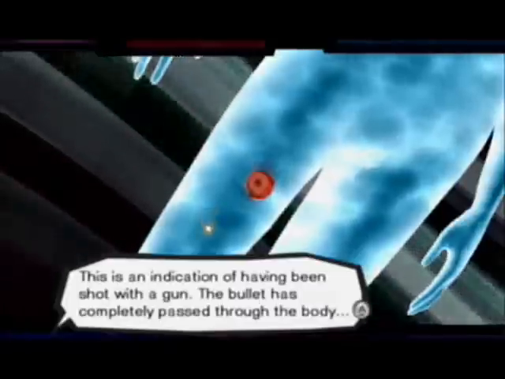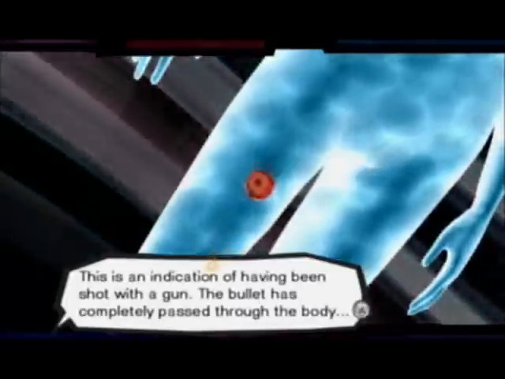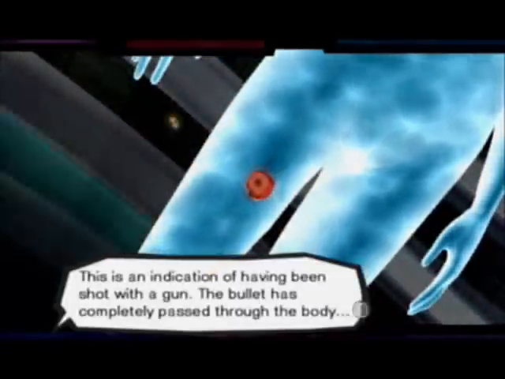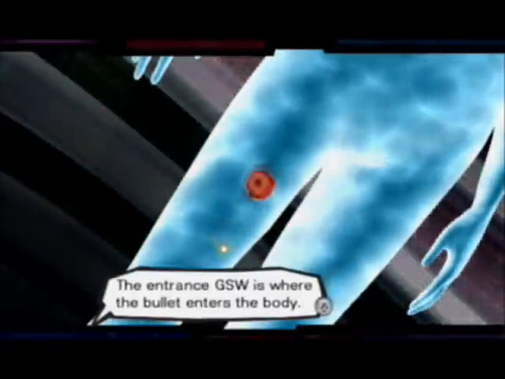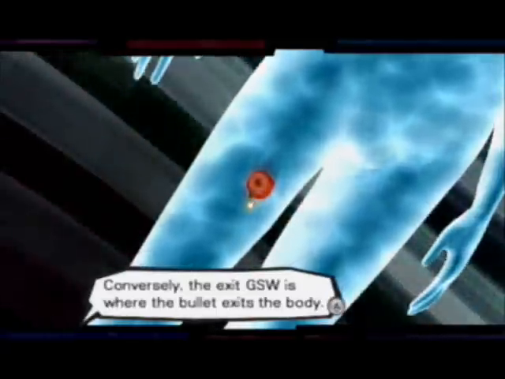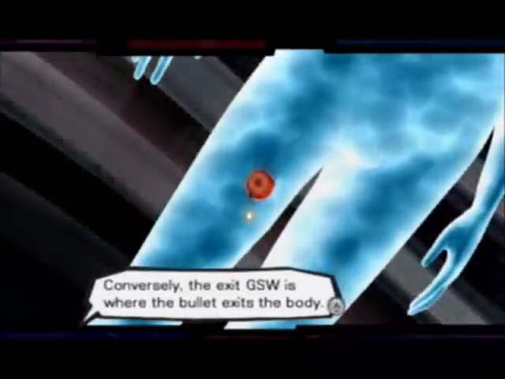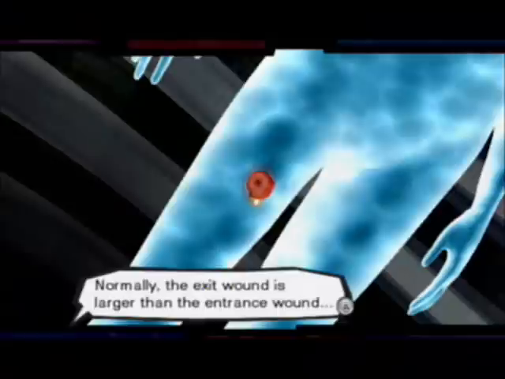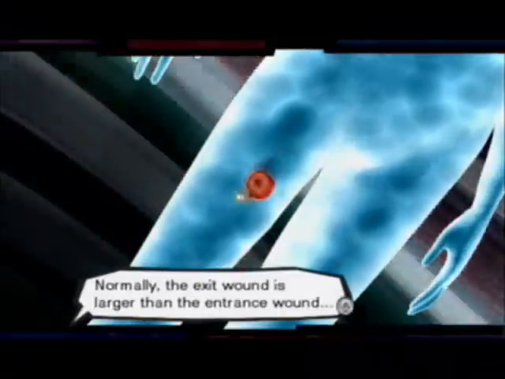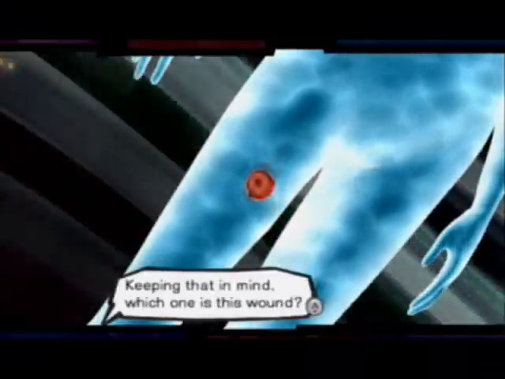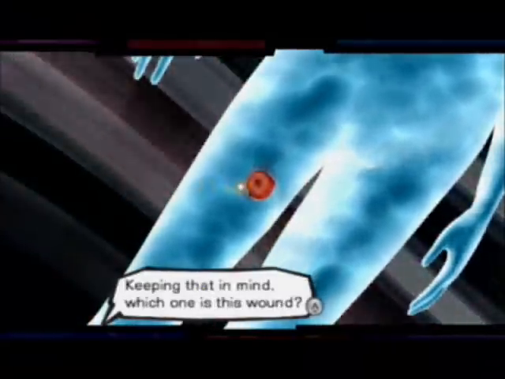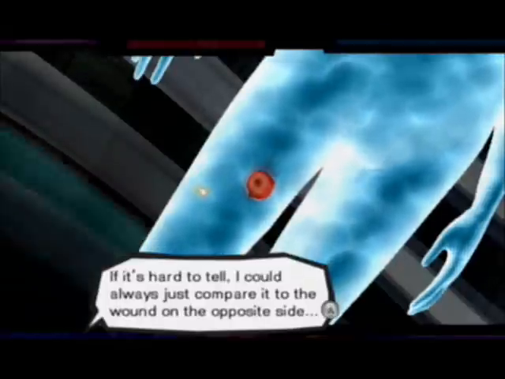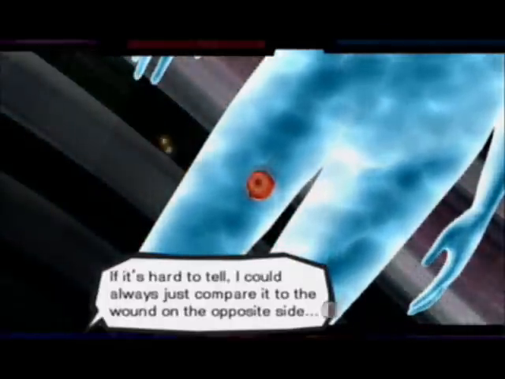This is an indication of having been shot with a gun. The bullet has completely passed through the body. The entrance GSW is where the bullet enters the body. Conversely, the exit GSW is where the bullet exits the body. Normally, the exit wound is larger than the entrance wound. Keeping that in mind, which one is this wound? If it's hard to tell, I could always just compare it to the wound on the opposite side.